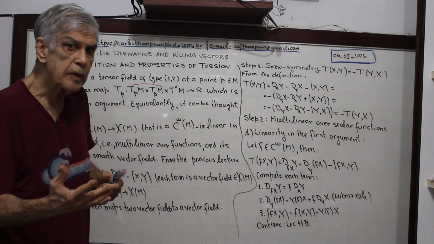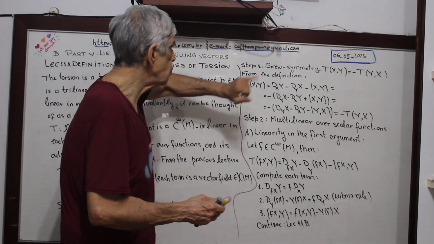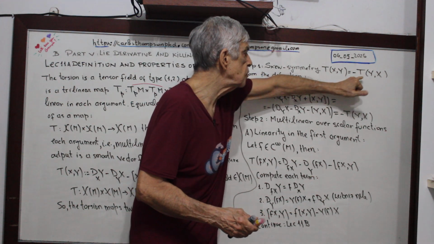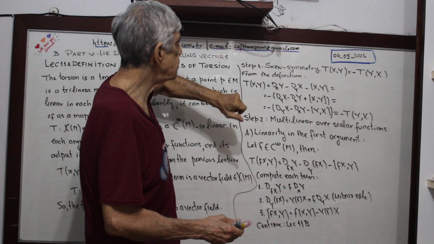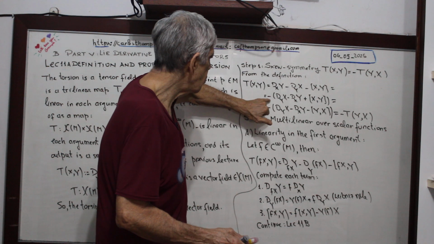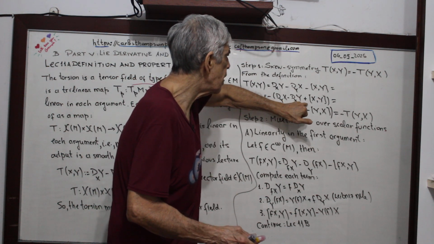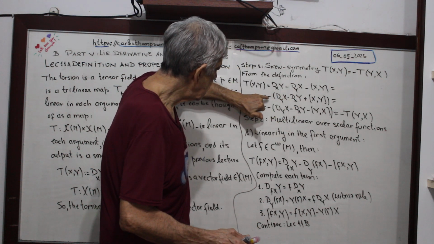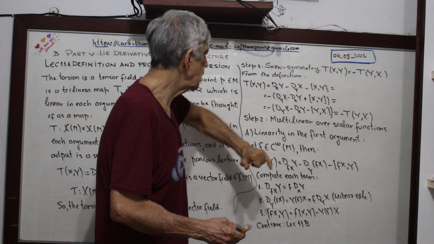Now there are some properties of the torsion. The first one is skew symmetry: T(X,Y) is minus T(Y,X). From the definition, you just write the definition here, then this is equal to minus the quantity: covariant derivative of Y in direction X, minus covariant derivative of X in direction Y, plus the Lie bracket of X and Y. I just put the minus before this parenthesis.